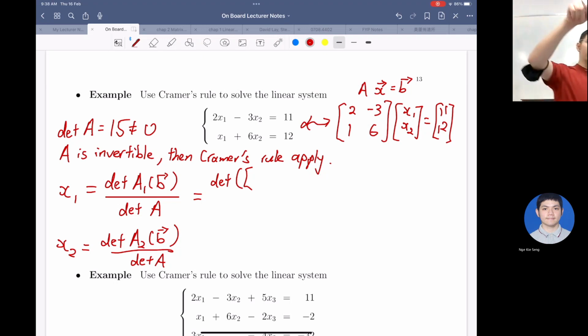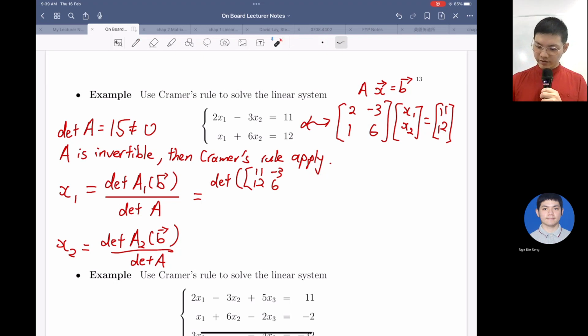So you replace the first column by the vector B. Okay, so what do you get? Replace the first column of A by vector B. So what do you get for the first column here? 11 and 12, which is the B vector. How about the second column? Minus 3 and 6. Okay, so you keep this and then replace this by the B vector. So this is the A1B.